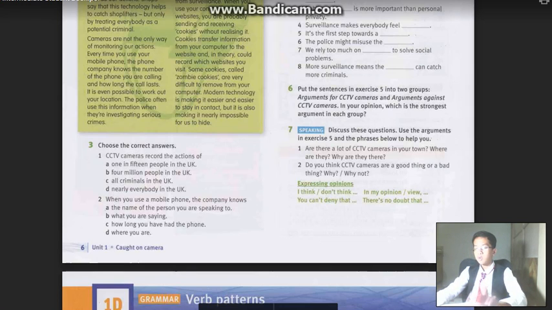So now, question number 1. CCTV cameras record the actions of A, 1 in 15 people in the UK, B, 4 million people in the UK, C, all the criminals in the UK, and D, nearly everybody in the UK. So let's read again.